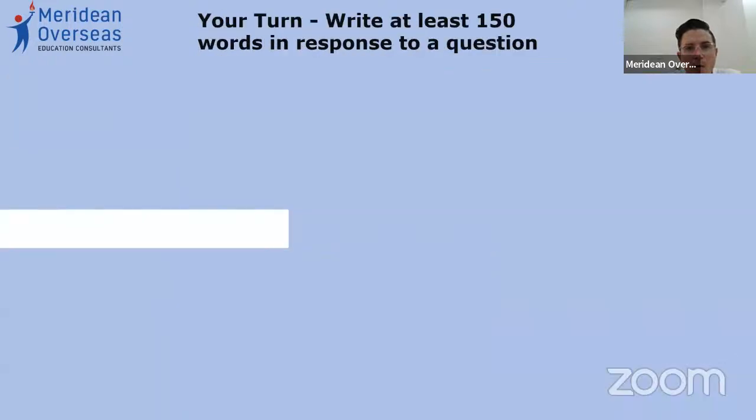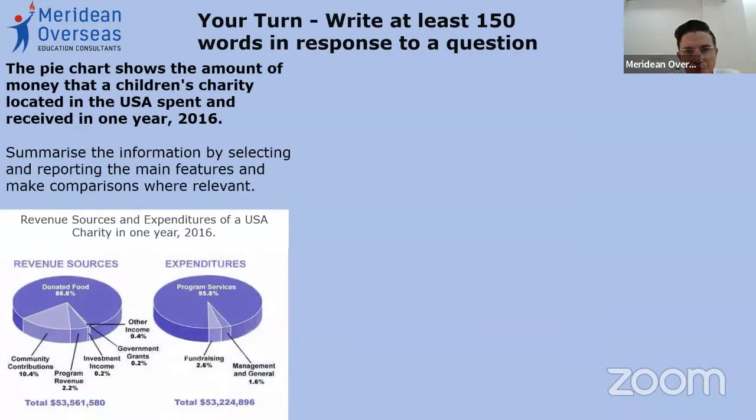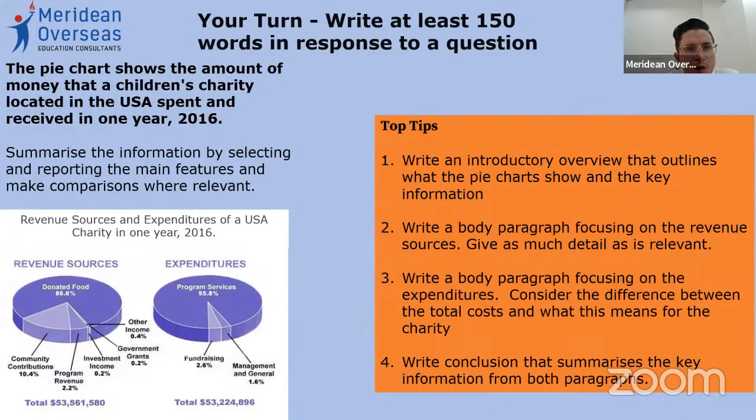Okay, I want you to do one yourself now. This is the task that I want you to focus on. The pie chart shows the amount of money that a children's charity located in the USA spent and received in 1 year, 2016. Summarize the information by selecting and reporting the main features and make comparisons where relevant.